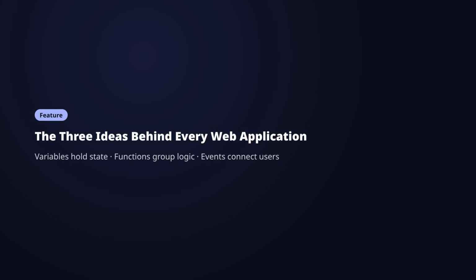All of JavaScript, every framework, every library, comes down to 3 ideas. Variables hold the current state of your application. Functions are the actions your application can take, packaged so you can call them again and again. Events are how the browser tells your code that a user did something. When you understand how these 3 work together, you are unstoppable.